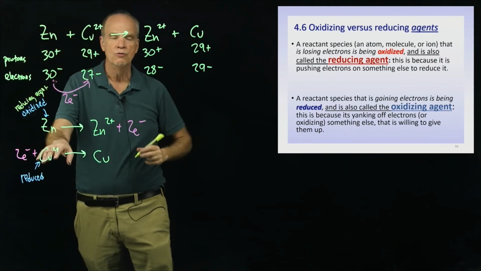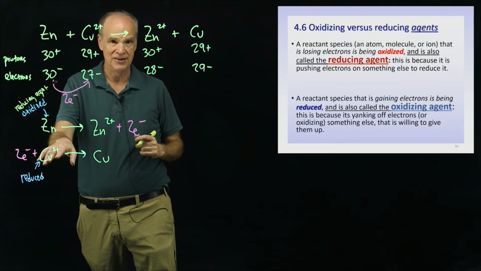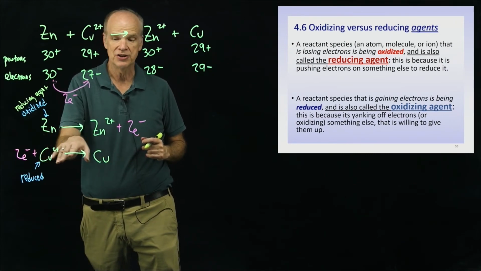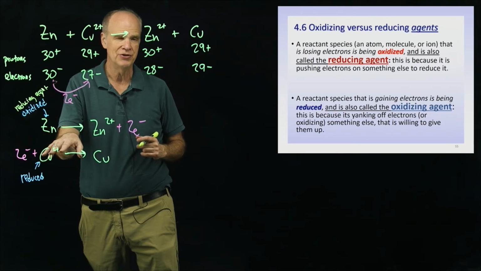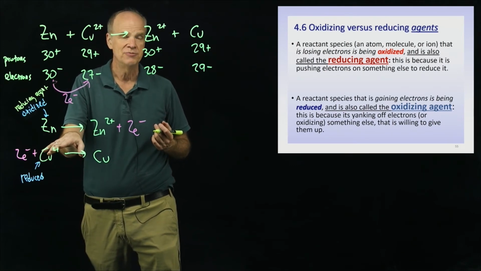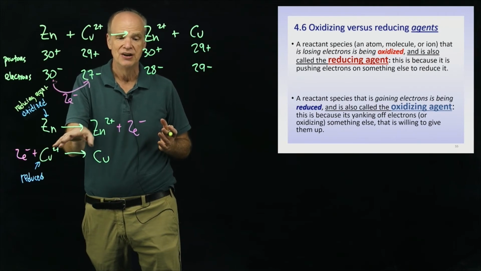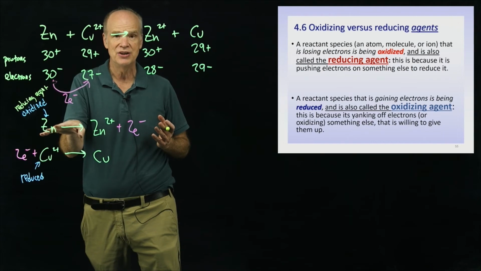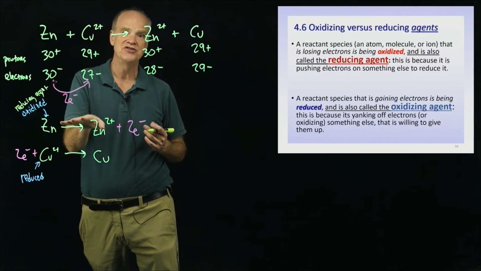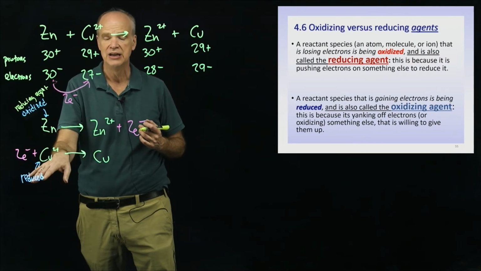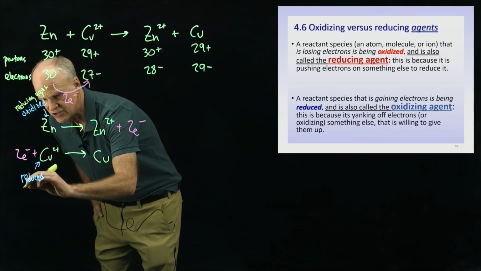Now here we have copper ions picking up those 2 electrons to become copper metal. So the copper ions are being reduced. So how do we think about this? Well, we can think about it as maybe that these copper 2+ ions are yanking 2 electrons off zinc. So basically they are forcing the oxidation of zinc. So here the copper ion is not only becoming reduced, it is also an oxidizing agent.